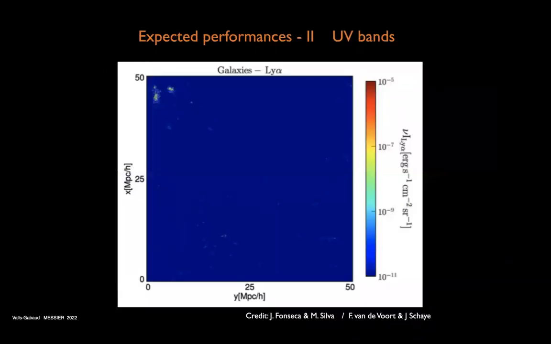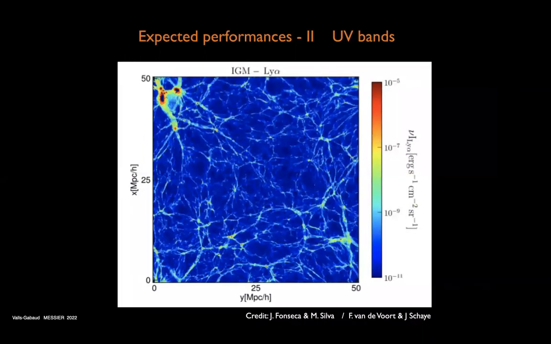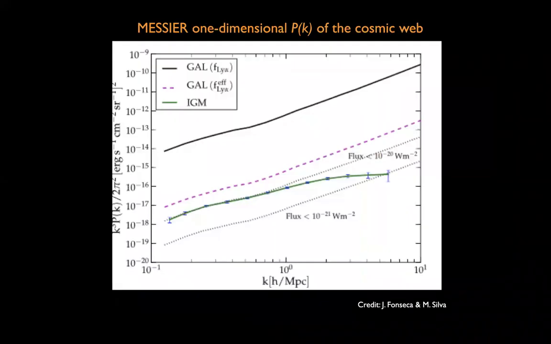Likewise for the cosmic web, these are the pixels which will have an equivalent width of less than 200 angstroms in the rest frame, and so you see the galaxies. But if you look at the essentially infinite equivalent width, then you get the cosmic web. This is not surprising. Again, we have designed the mission for this, so we know we can actually follow the specs we wanted.